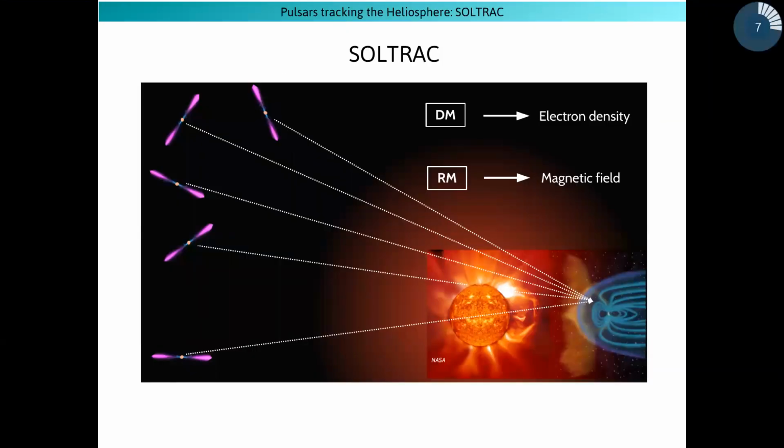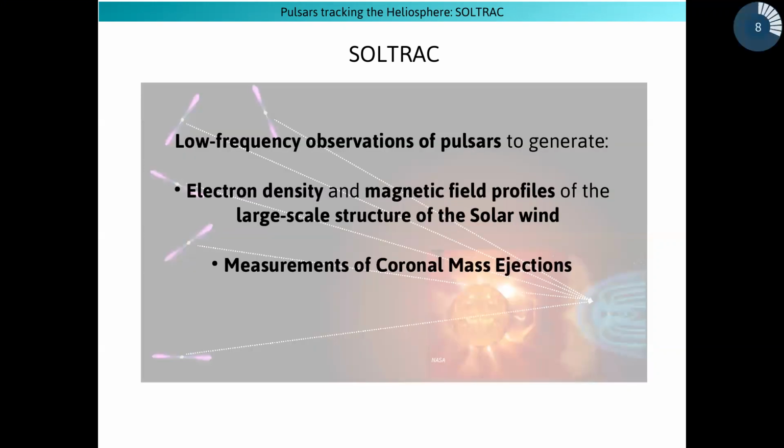So in the SOLTRAC project, we are exploiting the fact that the DM and RM that can be inferred from pulsar observations give us a handle on the electron density and the magnetic field of the plasma. And we are exploiting this property to study the electron content and the magnetic content of the solar wind. In particular, we use observations of pulsars to generate electron density and magnetic field profiles of the solar wind, and also to study coronal mass ejections.